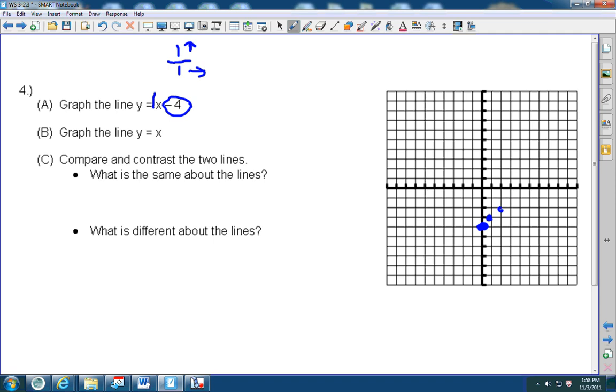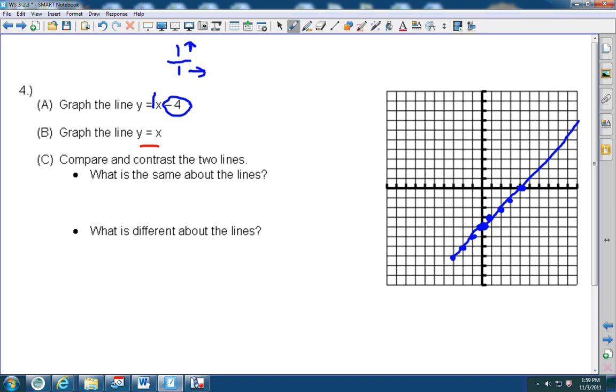Up 1 to the right 1. I can also go down 1 to the left 1. Down 1 to the left 1. And I can draw my line. Well, really, I should have done the straight line. Okay. Here's the next one.